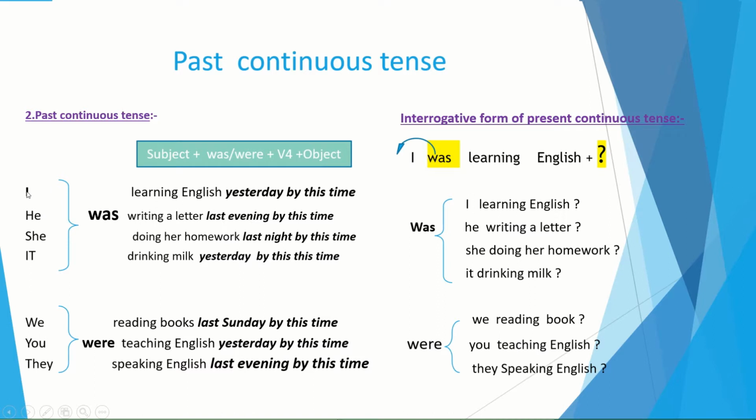So for the subjects I, he, she, it, we use was. So for all the singulars, including first person singular, we use was. For all plurals we use were. We were, you were, they were, I was, he was, she was, it was.